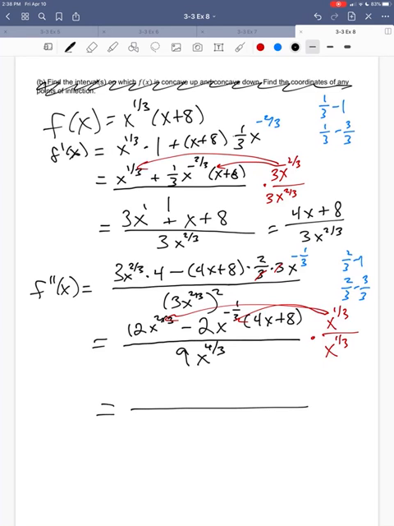So I'm going to get 12x to the 2/3 times x to the 1/3. That's going to be 12. And then, again, x to the 2/3 times x to the 1/3 would be x to the 3/3. That's just x to the first. Minus the 2 goes along for the ride. x to the negative 1/3 times x to the positive 1/3 gives me x to the 0, which is just 1, so that goes away. The 4x plus 8 stays.